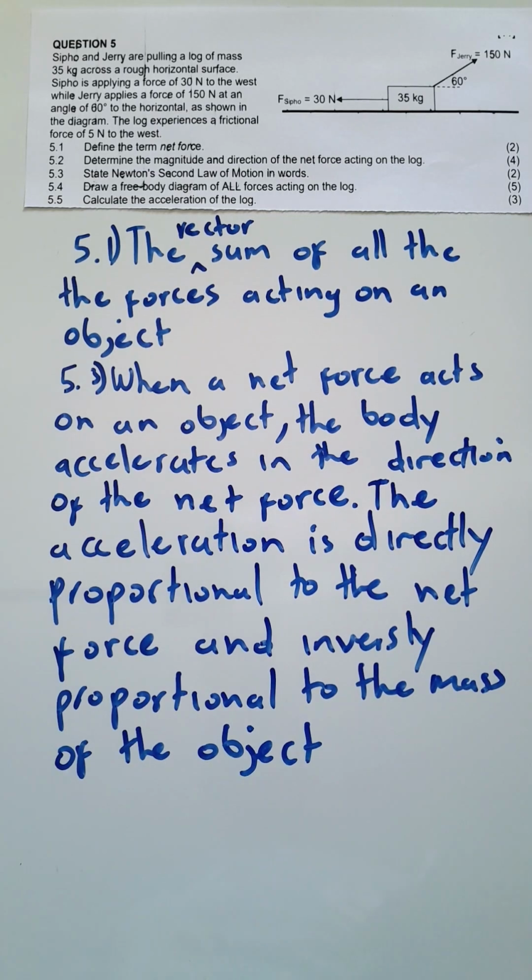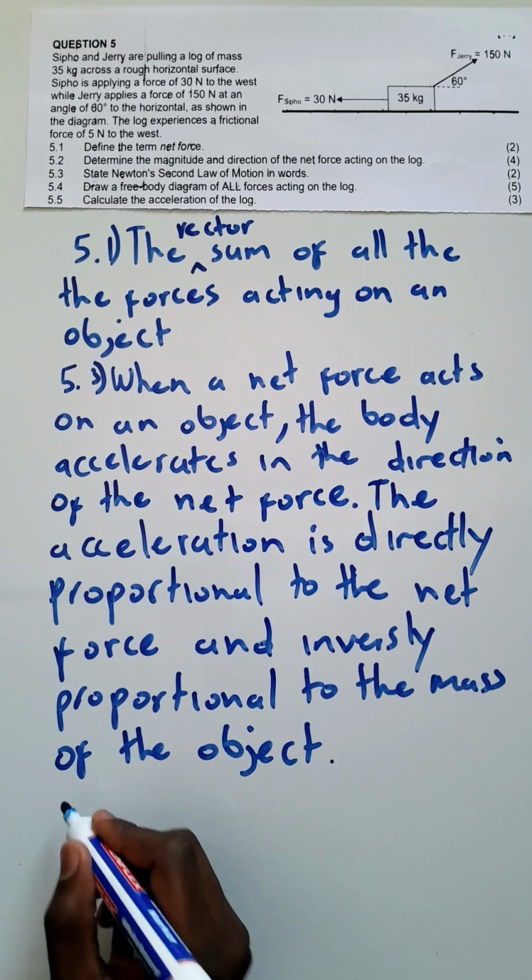When a net force acts on an object, it causes that object to accelerate in the direction of the net force. The acceleration is directly proportional to the net force and inversely proportional to the mass of the object. And that's Newton's second law. With the definitions out of the way, let's get to the free body diagram.